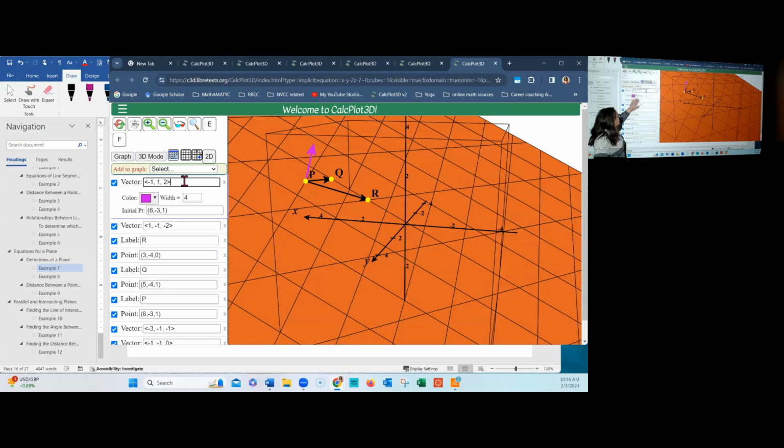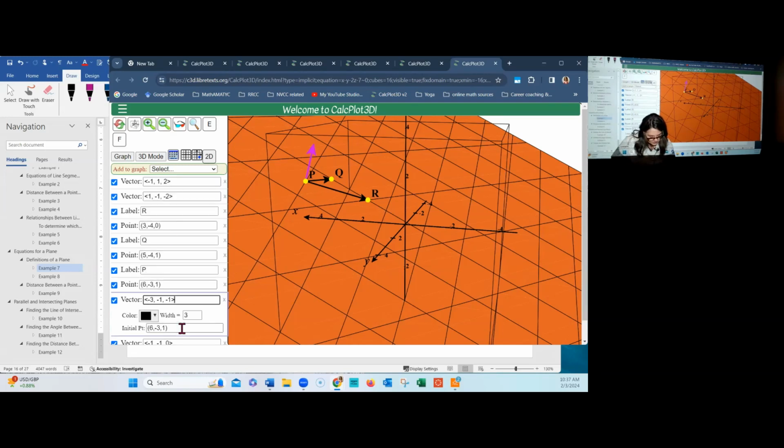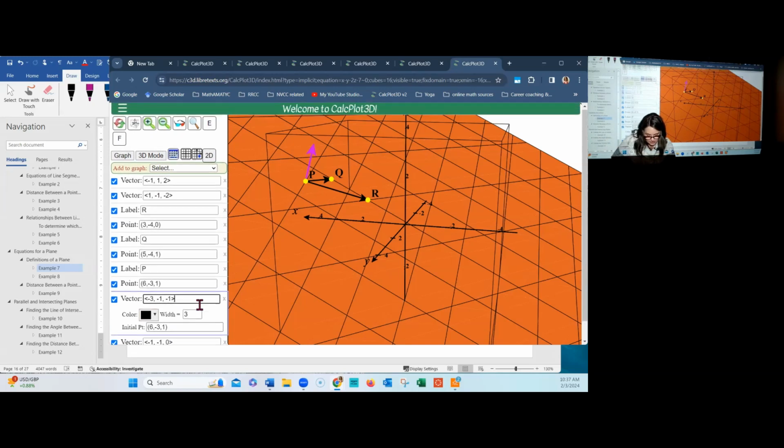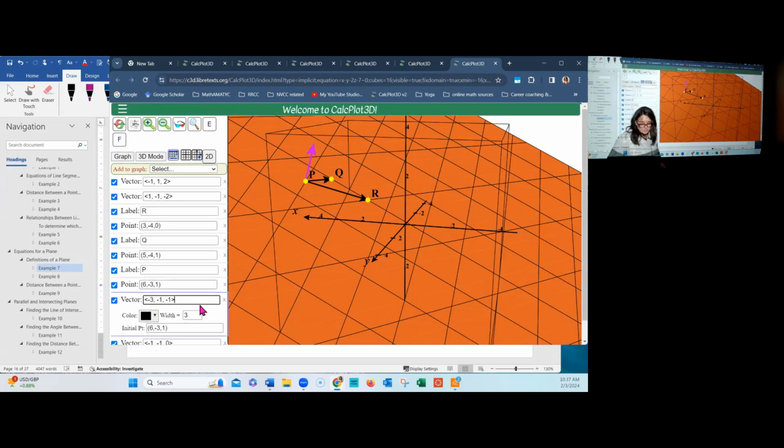And I did that for both of these vectors. And then once I did that, they're down here, these vectors down here. Make sure I've got the right ones. So I've got these vectors. And then the next thing that I did was I plotted the normal vector.